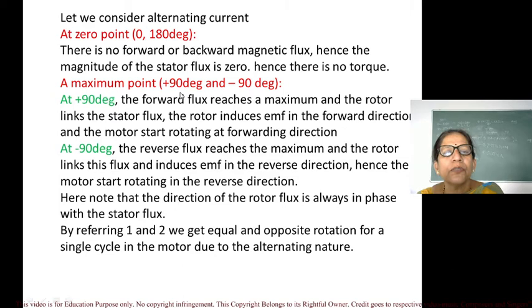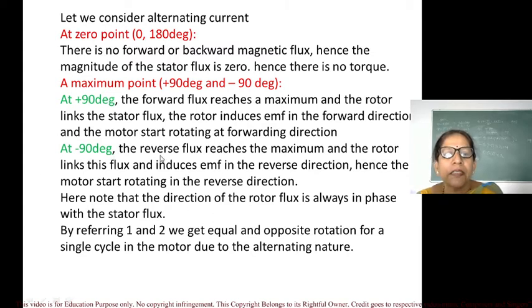Now, we will see another 2 points, that is plus 90 degree point and minus 90 degree point. So, these are the points I have stated as maximum points. So, what does it mean? A maximum point means at this particular point, the value of the flux will be either positive max or negative max. So, at plus 90 degree, the forward flux reaches a maximum value and the rotor links to this stator flux, which is a forward flux. So, the rotor induces EMF in the forward direction and the motor starts rotating in forward direction.